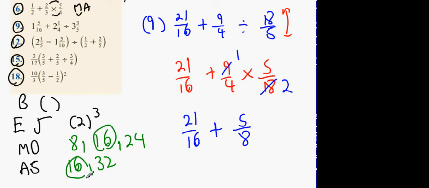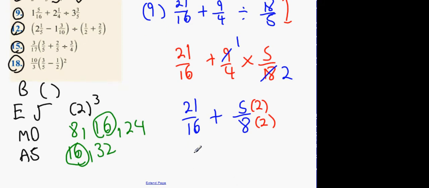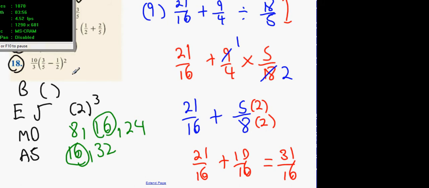16. So how do we change 8 into 16? You multiply by 2 and multiply by 2. Okay, and what do we get now? You get 10 over 16. 21 over 16 plus 10 over 16, which will give me? 31 over 16. There we go. How many people got 31 over 16? Okay, may I ask where are the problems?